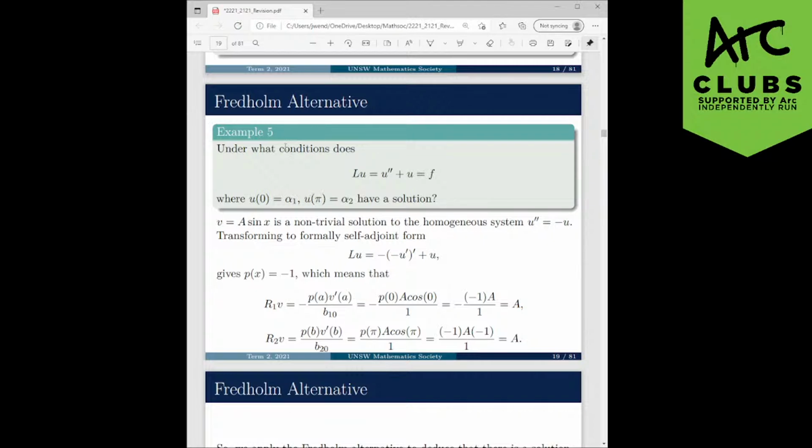So this example: under what conditions does Lu equal u double dash plus u equal f, where u of 0 equals alpha 1 and u of pi equals alpha 2, have a solution? So of course you can try out, you basically hope it's the trivial solution case, where you get the homogeneous, you prove it's only the trivial solution, therefore you've got a unique solution to your inhomogeneous.